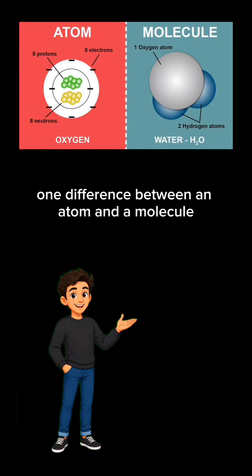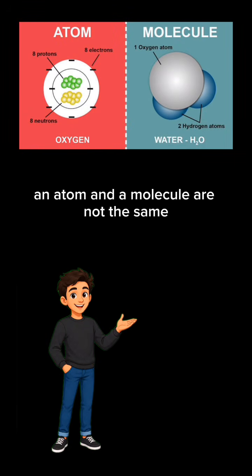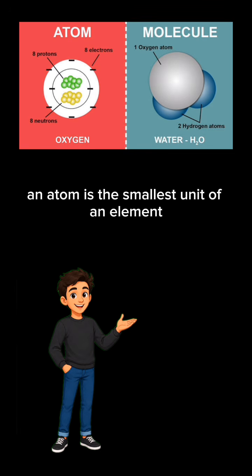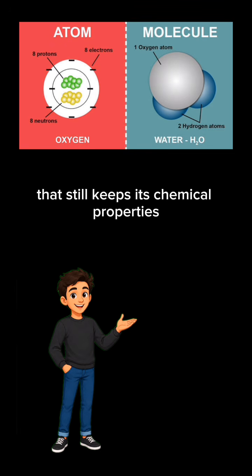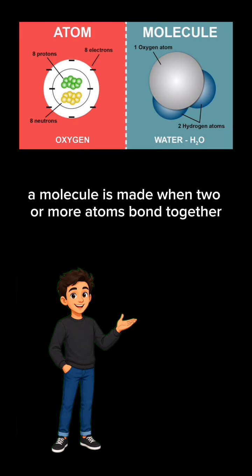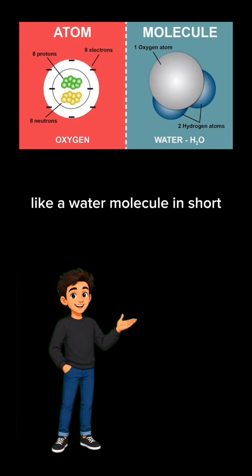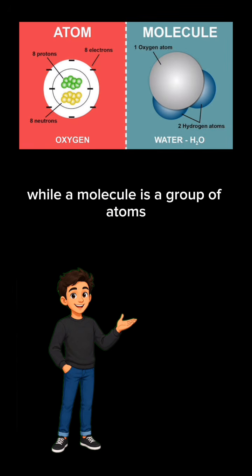1. Difference between an atom and a molecule. Did you know that an atom and a molecule are not the same? An atom is the smallest unit of an element that still keeps its chemical properties. A molecule is made when two or more atoms bond together, like a water molecule. In short, an atom is a single unit, while a molecule is a group of atoms.